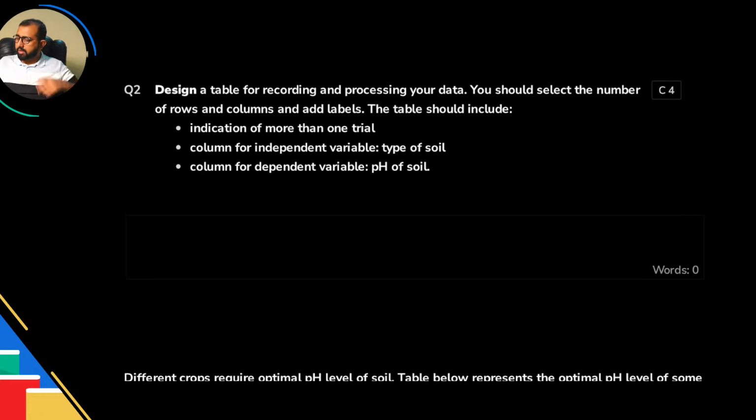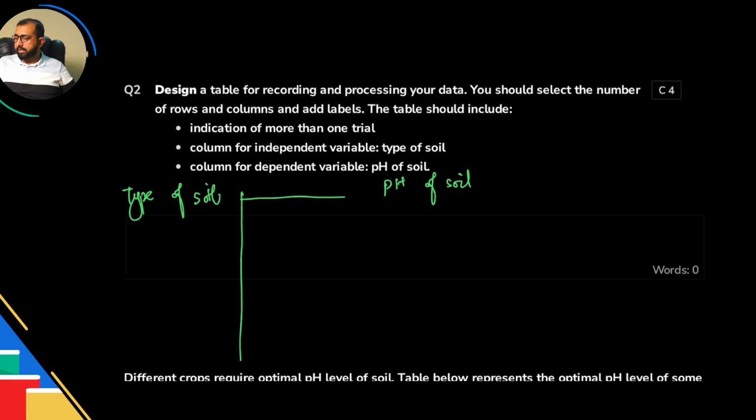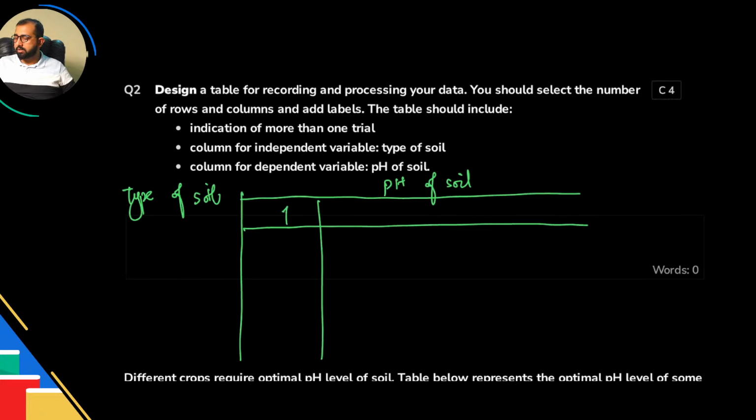So let's see. I have type of soil here, so my independent variable is here. Type of soil. My dependent variable is this, pH of soil. But in my dependent variable, I have 3 different samples. So sample 1, sample 2, sample 3, and then average.